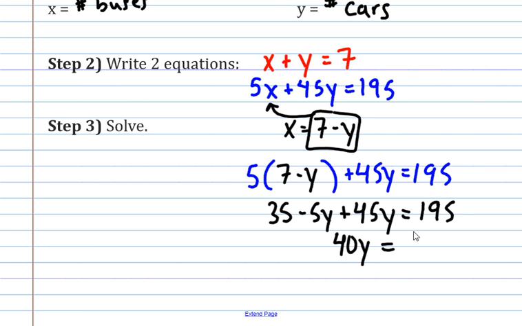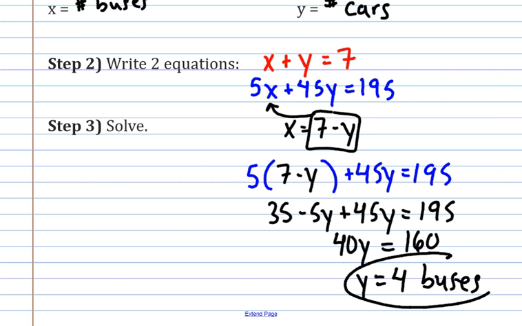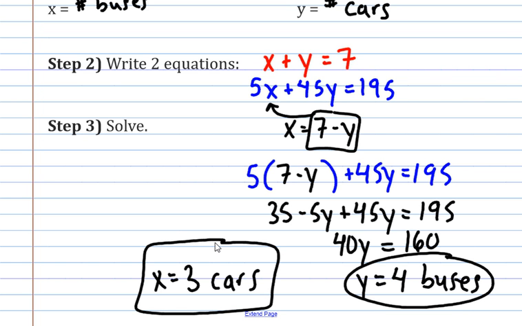Negative 5 plus 45 makes 40y. If you subtract 35, you get 160. Divide by 40, you end up with 4. So they took 4 buses. They said they took 7 vehicles in total, so that means x has to be 3. So they took 3 cars and 4 buses in order to get 195 students.